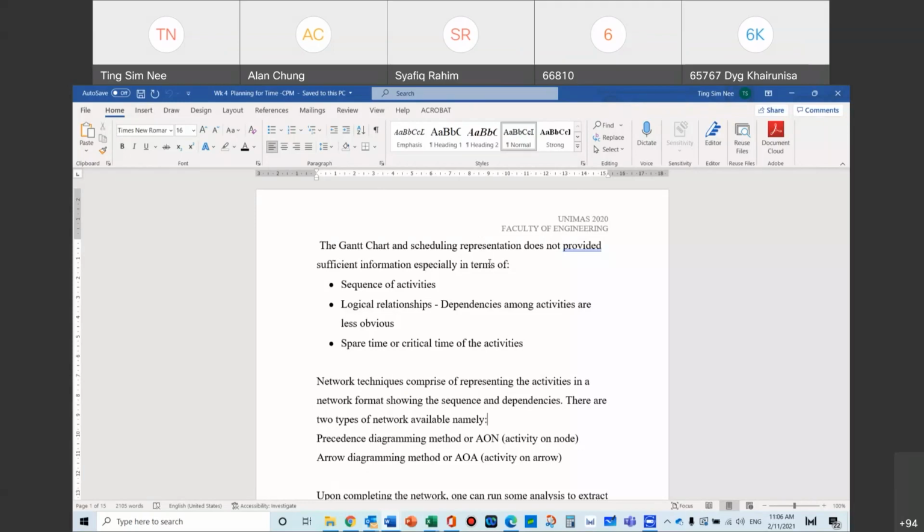So let's talk about coming up with the activities and their relations, all shown in a picture format, you see. This picture format, we can do in what we call activity on the node. These two, AOA and AON, are the network.